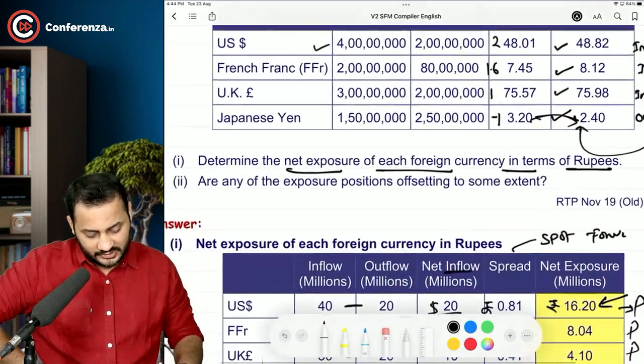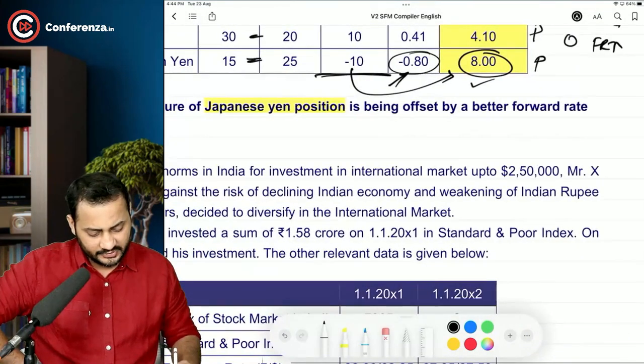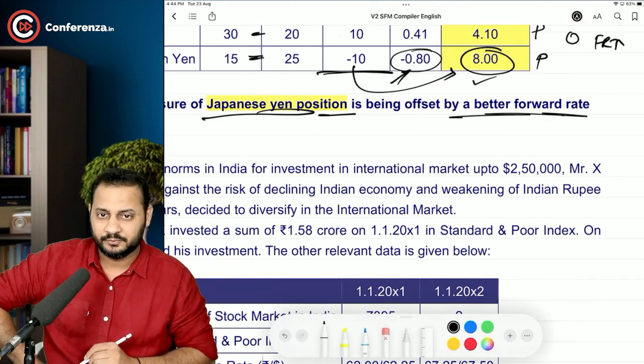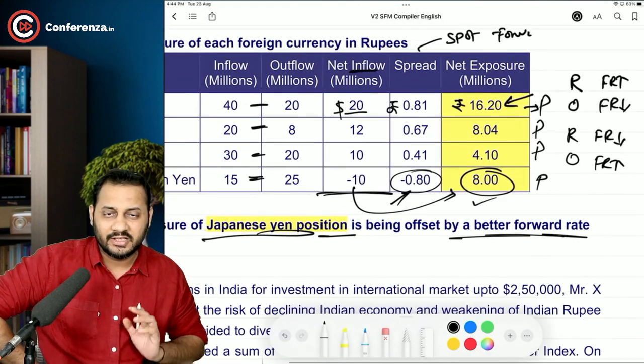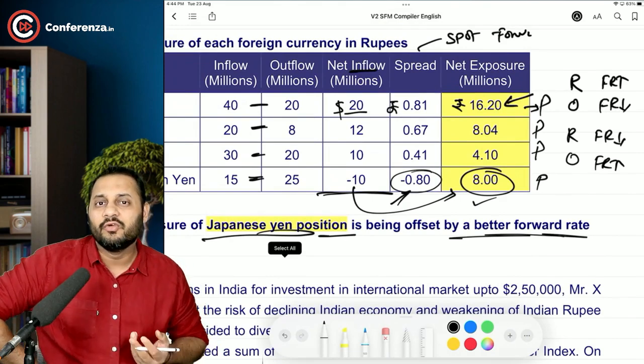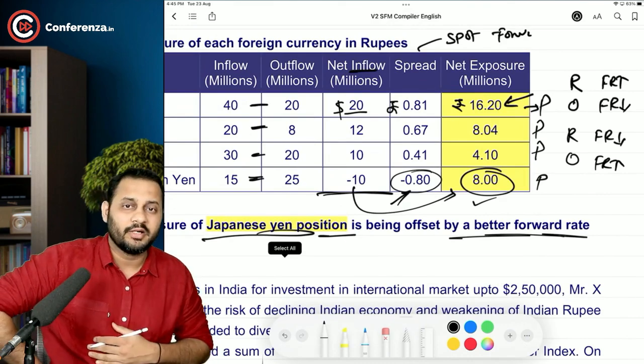The last part of the question is asking, are any of the exposure positions offsetting to some extent? Yes, sir. The Japanese yen position is being offset by a better forward rate, because in the Japanese yen the net amount was an outflow, and that outflow, that bad news, was compensated with the good news of a better forward rate.